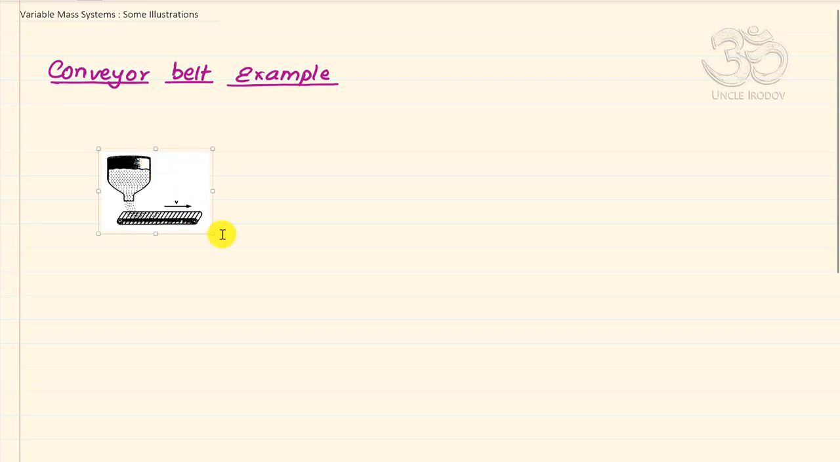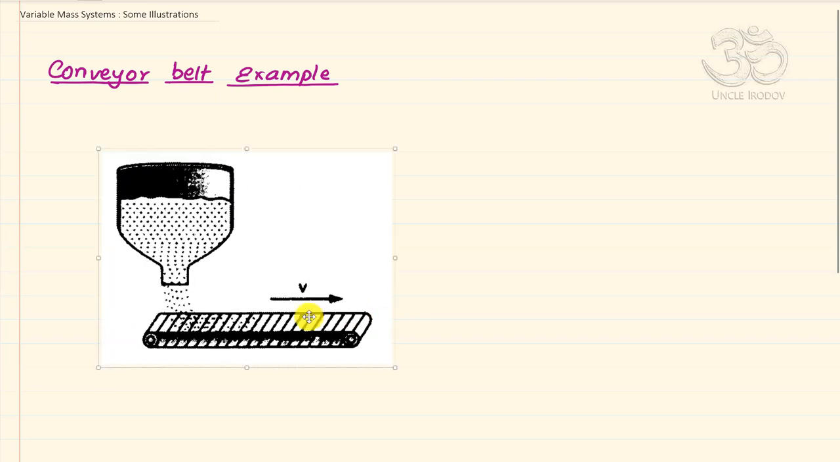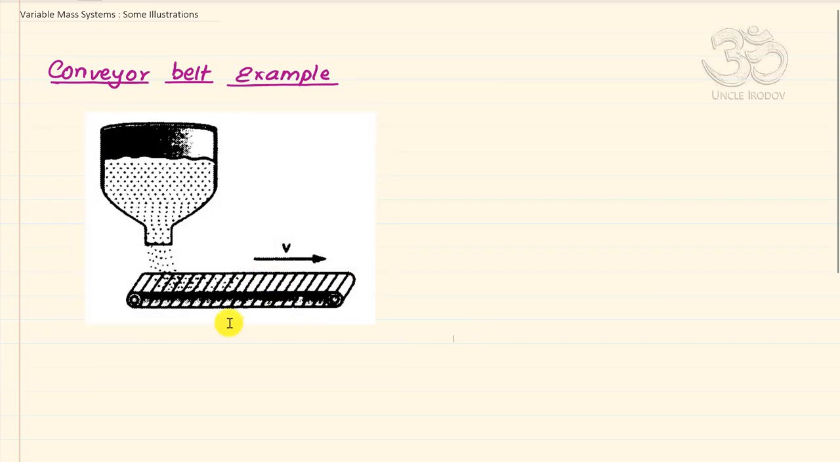So what happens in this example is, as you can see, there is a conveyor belt. This is the belt which is moving to the right hand side with a constant velocity v. There is a big hopper here, and that hopper has got some sand in it or maybe some kind of gravel, and it is dropping that gravel onto the conveyor belt. And this belt becomes heavier with time, because as the gravel keeps on falling, the belt keeps on gaining mass.